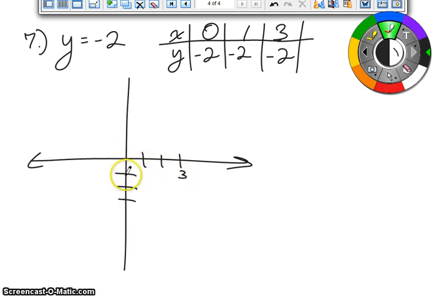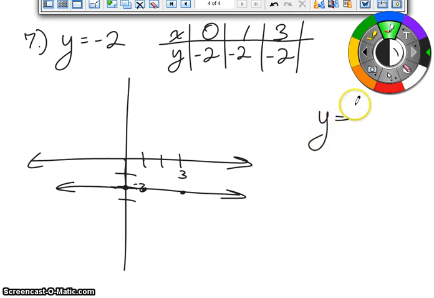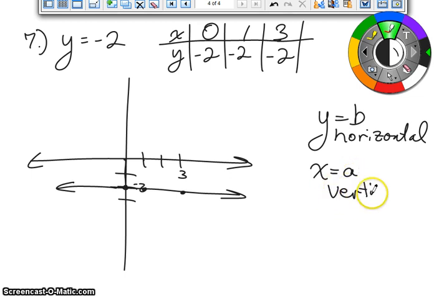So here's 0, -2. Wow, -2. 0, -2 right there. 1, -2 right here. 3, -2 right here. And there is our straight line. If you remember correctly, anything that's y equals just a number is horizontal. And if it is x equals just a number, let's just pick the number a, that's always going to be a vertical line. So hopefully you're okay with that.